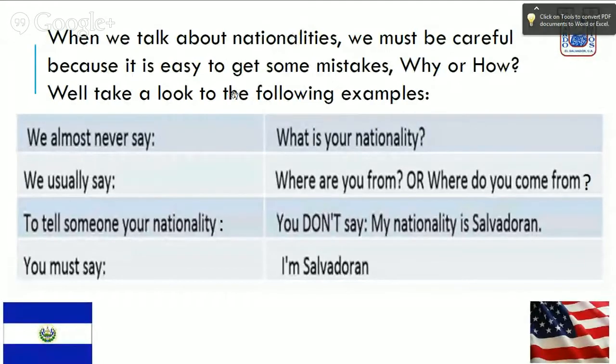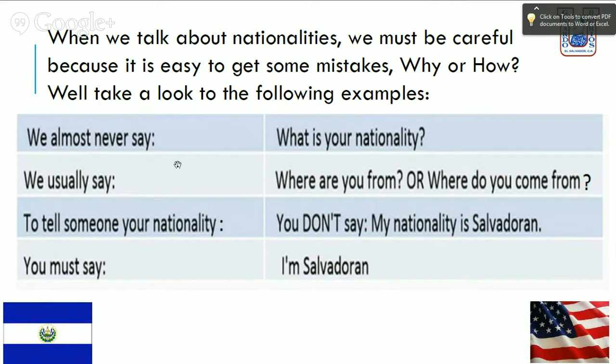Remember, when we talk about nationalities, we must be careful because it is easy to make mistakes. Why or how? Well, take a look at the following examples. Cuando vamos a expresarnos en inglés, es muy importante tener en cuenta la forma en la que lo vamos a hacer.